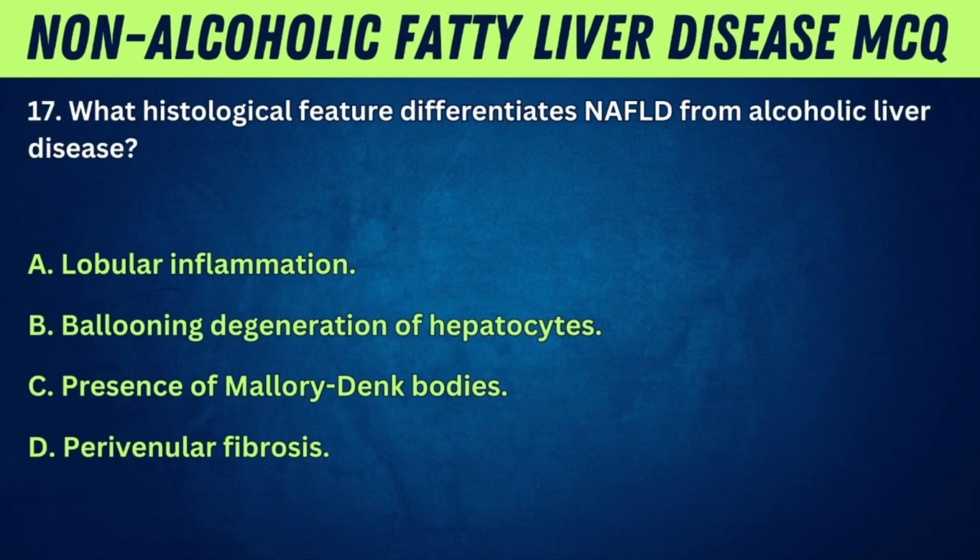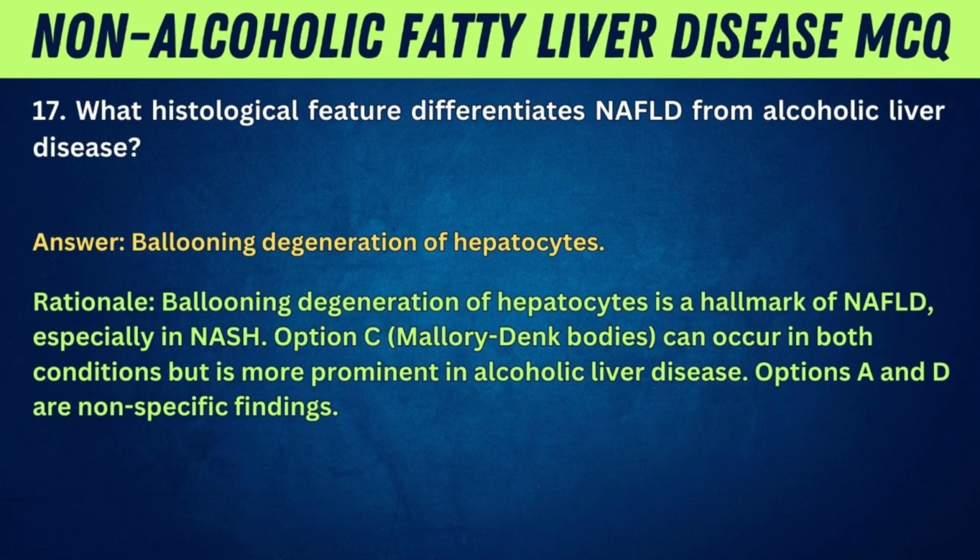17. What histological feature differentiates NAFLD from alcoholic liver disease? A. Lobular inflammation. B. Ballooning degeneration of hepatocytes. C. Presence of Mallory-Denk bodies. D. Perivenular fibrosis. Answer: ballooning degeneration of hepatocytes. Rationale: ballooning degeneration of hepatocytes is a hallmark of NAFLD, especially in NASH. Option C, Mallory-Denk bodies, can occur in both conditions, but is more prominent in alcoholic liver disease. Options A and D are nonspecific findings.